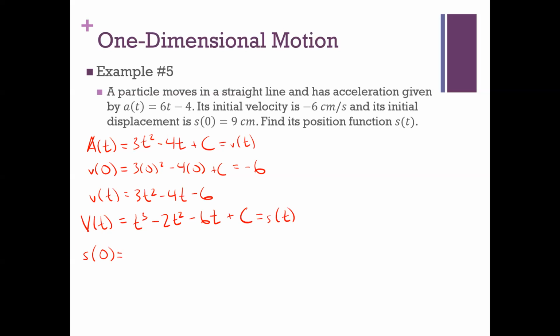And because I went through it the last time, what's going to happen if I set t equals 0 in my position function? Basically, what's going to happen to all the non-constant terms? They're going to go to 0, right? So S of 0 equals c, which is equal to 9.